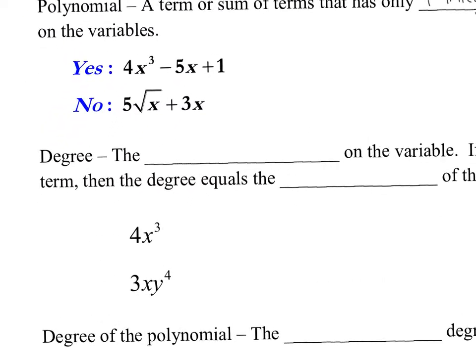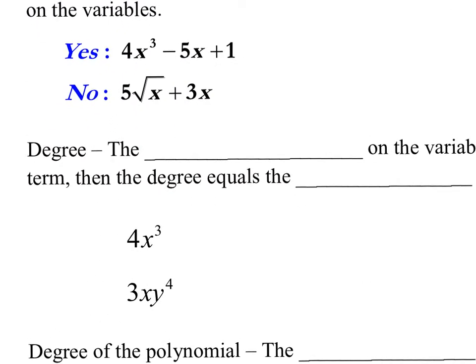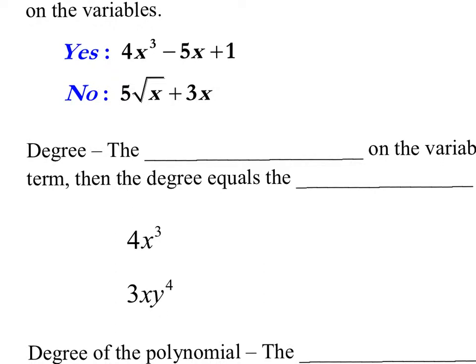The first example is a polynomial, 4x to the third minus 5x plus 1. All of the exponents on any of the x's in that entire expression are either positive integers or zero. Okay, so the reason why this second one is no is because of this square root right here. That's an exponent on x that is not a positive integer and is not zero.